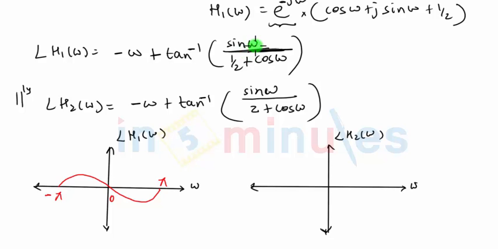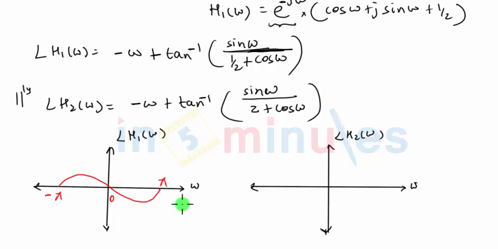So how do you understand that it goes through 0? For the first system, if I put omega equal to 0, then we get sine of 0. Now tan inverse of sine 0 will give you 0. Cos of 0 is 1, so the denominator becomes a non-zero value. So it is tan inverse of 0, and this is also 0, so it passes through 0 here.